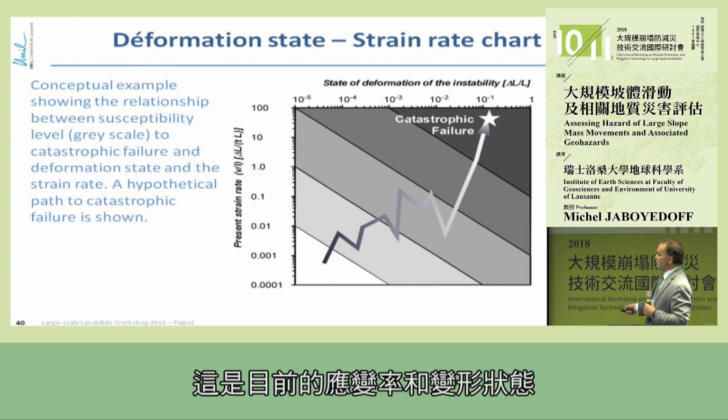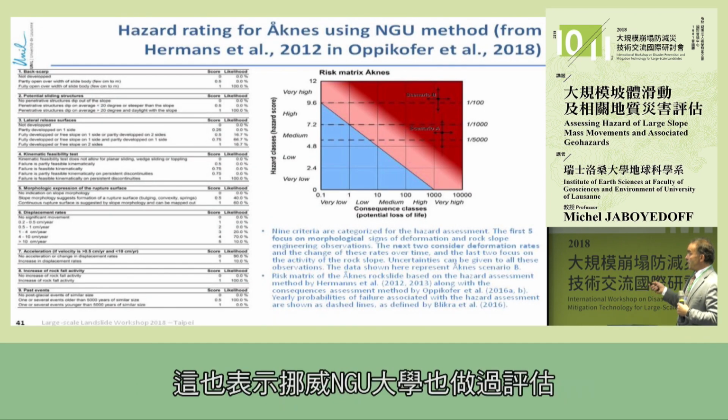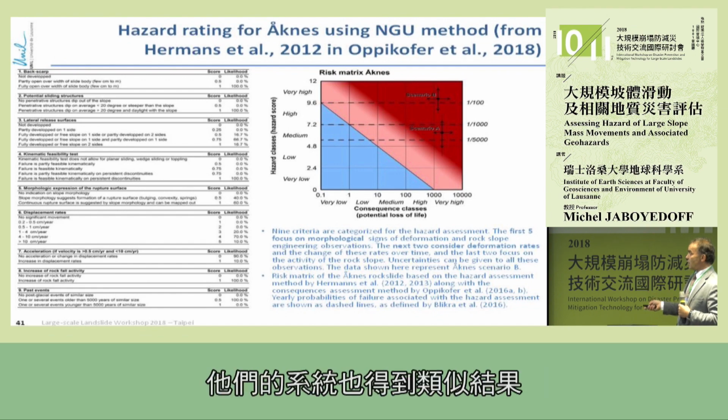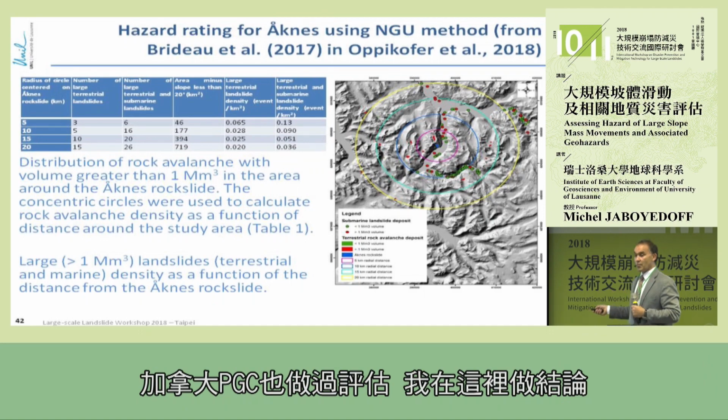So you can represent that, this is just a scheme. Here you have the present strain rate and then the state of deformation. This curve, maybe it has to be experimental, can give you some idea of the failure. It has also been assessed by the NGU in Norway. They give a similar result with their system. It has been assessed also by BGC in Canada.